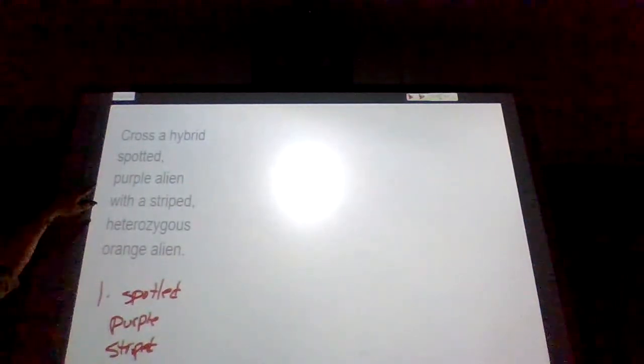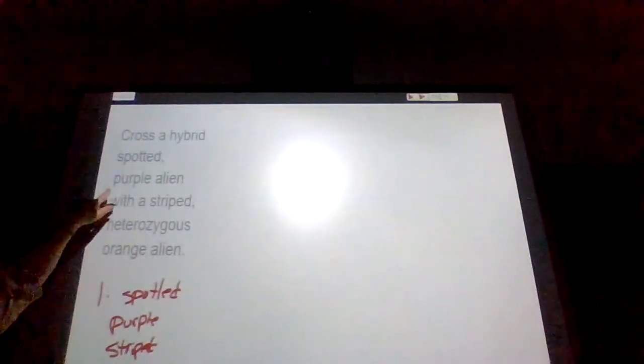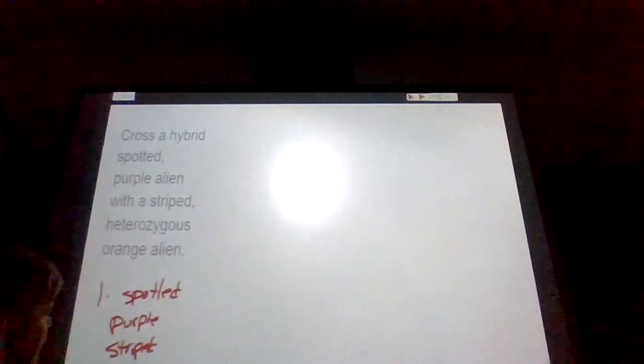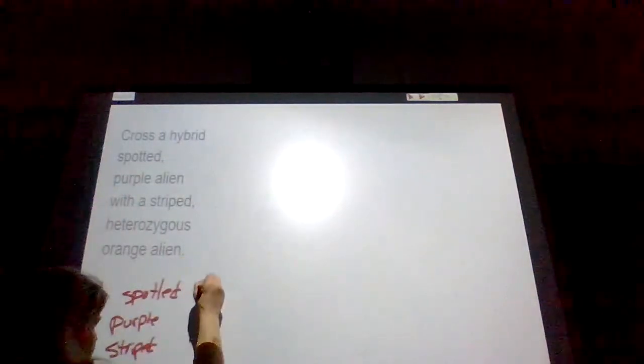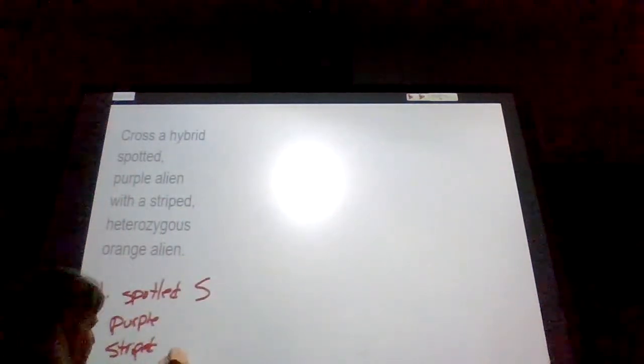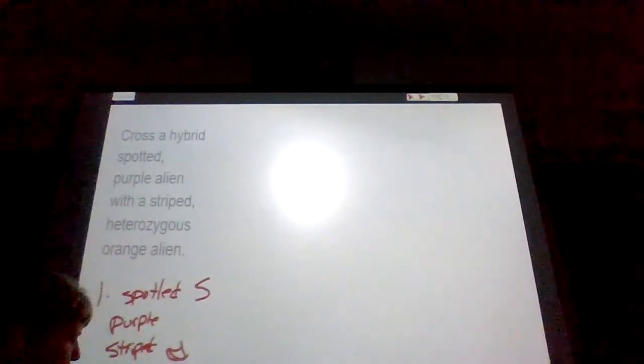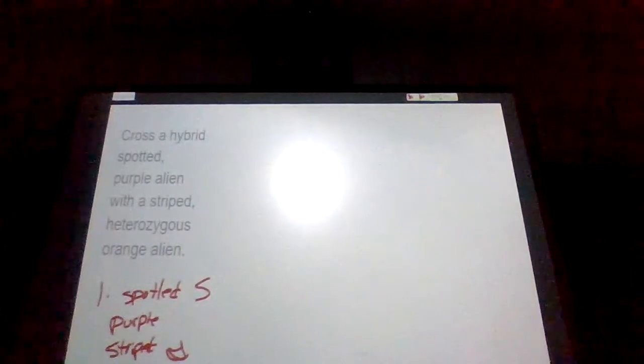Okay, hybrid spotted. So if it's a hybrid, we know the alleles are different. And in order for it to be spotted, spotted's got to be the dominant allele. So let's call that big S. That means that striped is going to be little s. Again, make sure your s's are distinguishable as far as uppercase and lowercase.